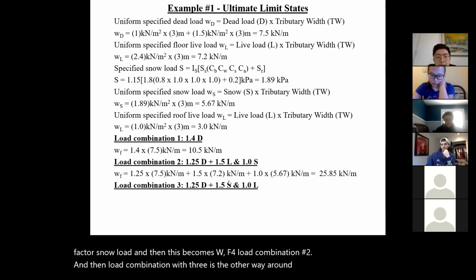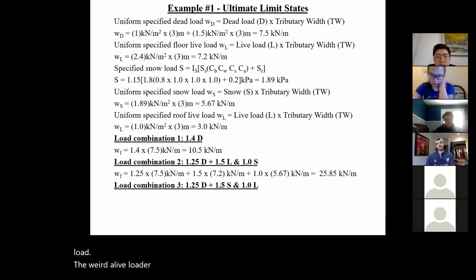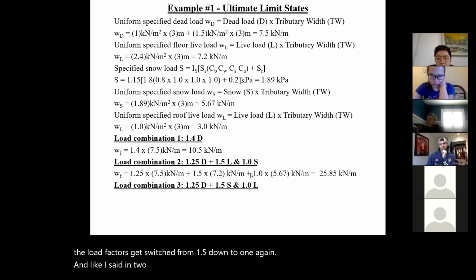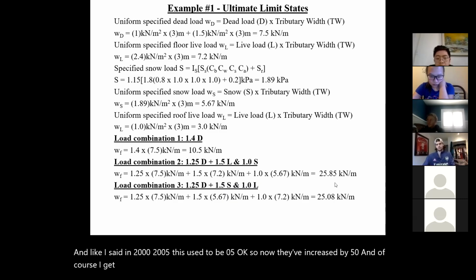The snow is the principal load. The live load or the occupancy load is a companion load. Therefore, the load factors get switched from 1.5 down to 1 again. And like I said, in 2005, this used to be 0.5. Okay, so now they've increased it by 50%. And of course, I get here 25.08. There's not much of a difference, but this is still a little bit higher.